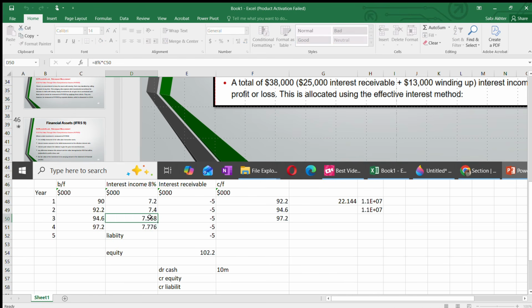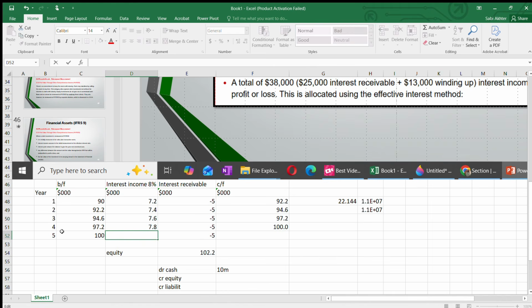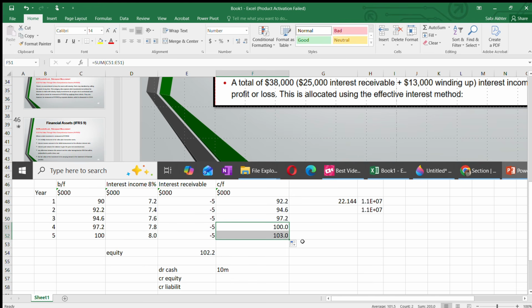But here, I forgot to take it to one decimal place. Okay? It's 100. And now, this 100 I'll put here. Okay? And all I have to do is just drag it down. So automatically they will take 8% of 100, which is this.